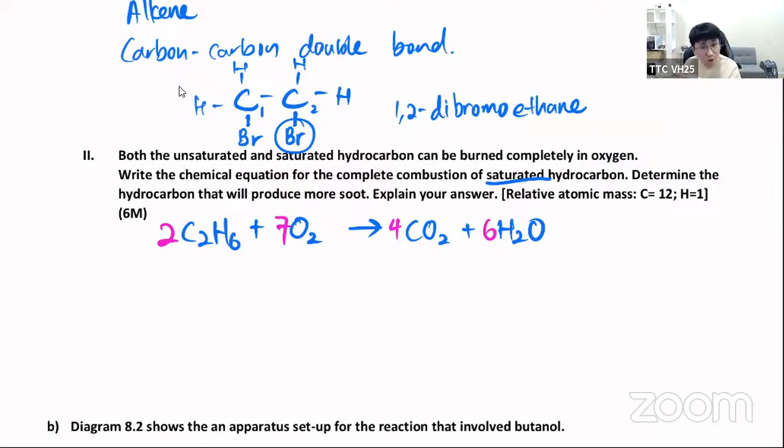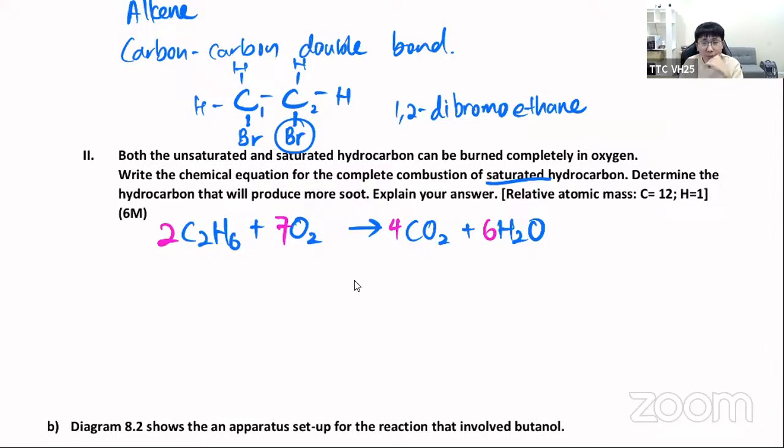Some teachers say no fraction, then don't do fraction. Some teachers say can do fraction, just do fraction. SPM both acceptable. So after all these things are done, which one is better? I will prefer whole number, because I am a bit OCD. I don't like fraction.